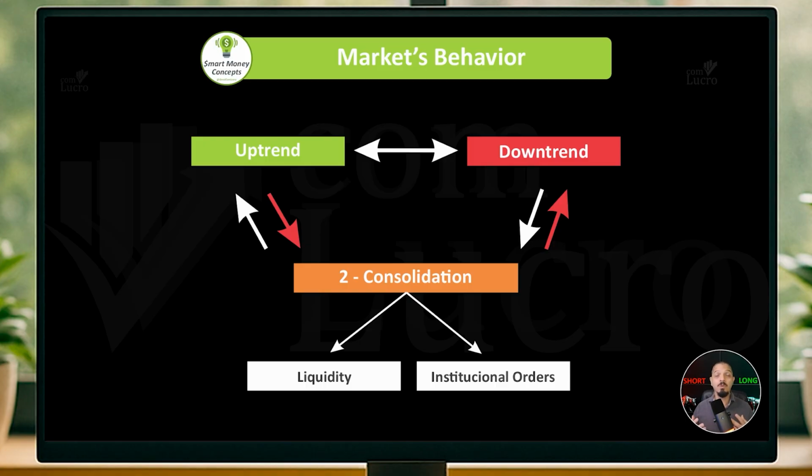The very first question to ask when you open your charts is simple yet powerful. Is the market trending upward, trending downward, or moving sideways in a consolidation phase? To build a solid foundation, we'll start with a basic introduction to market structures. Then move gradually into the key elements of advanced structure analysis that every trader should master.